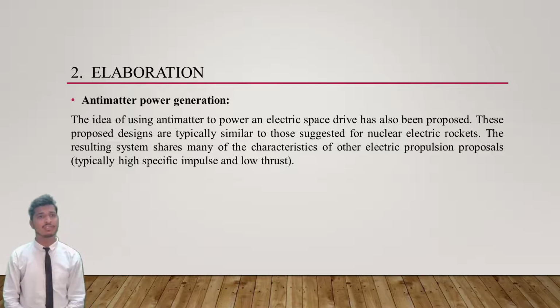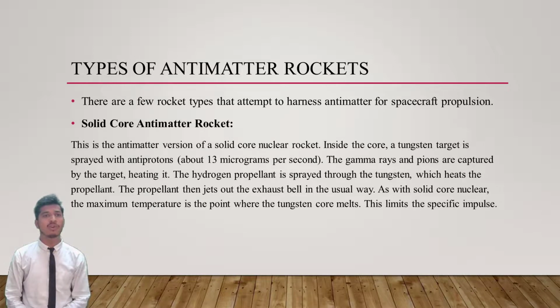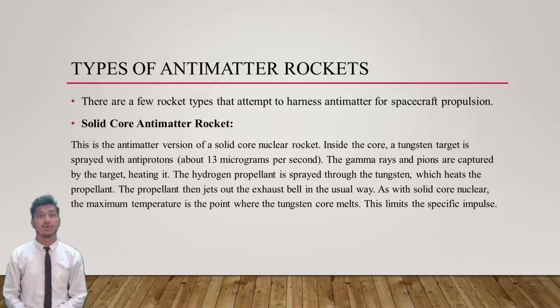The resulting system shares many of the characteristics of other electric propulsion proposals, typically high specific impulse and low thrust. Coming to my next slide, we talk about types of antimatter rockets. There are a few rocket types that attempt to harness antimatter for spacecraft propulsion.